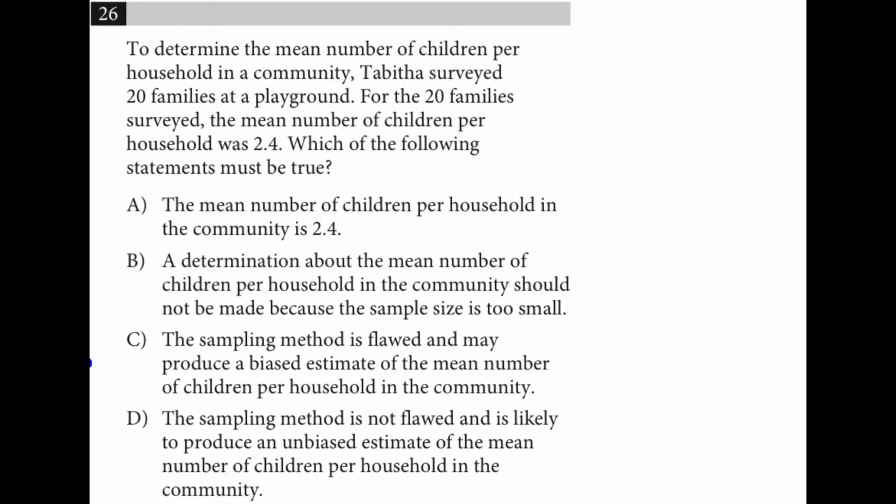26, we surveyed 20 families at a playground, and for those families, the mean number of children per household was 2.4. Does that mean conclusively that the mean for the whole community is 2.4? No. I think it's pretty reasonable to assume that households at a playground are going to have more kids than other households. And B is not necessarily true, though it is a small sample size. It's just not representative of the community at large. But I'm going to go with C. It's flawed and may produce a biased estimate. Lots of families with kids move near elementary schools or visit playgrounds. That doesn't really speak to the rest of the community.